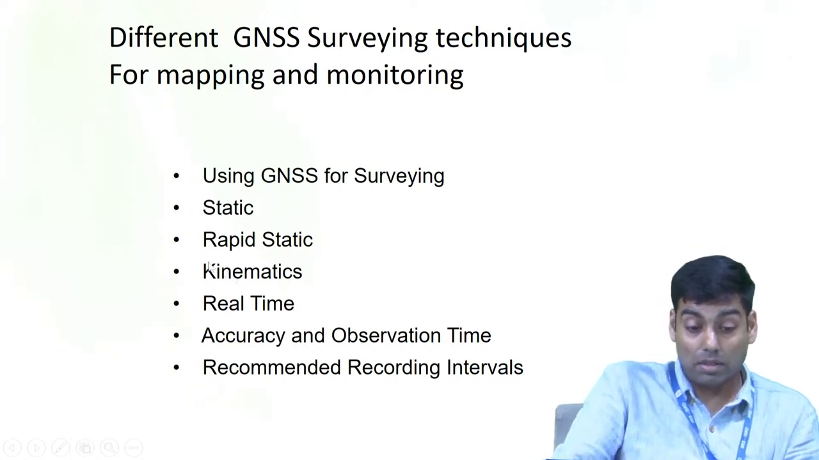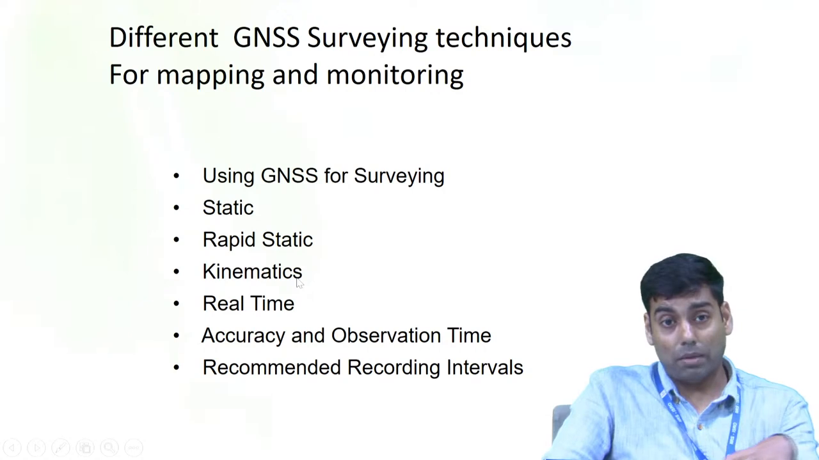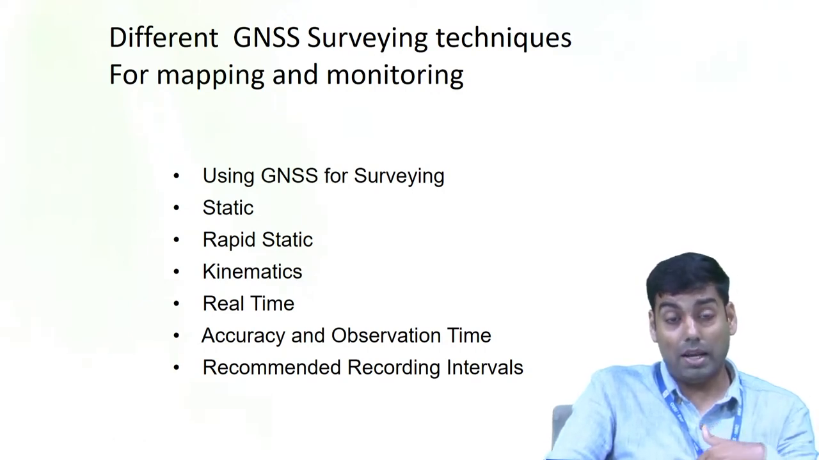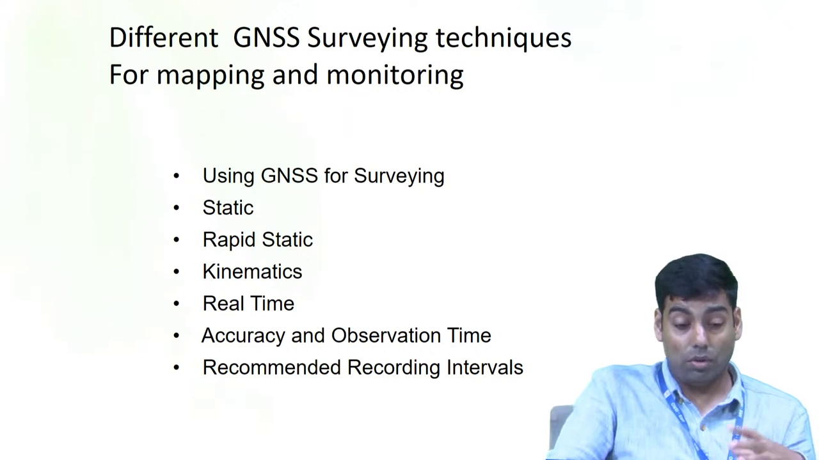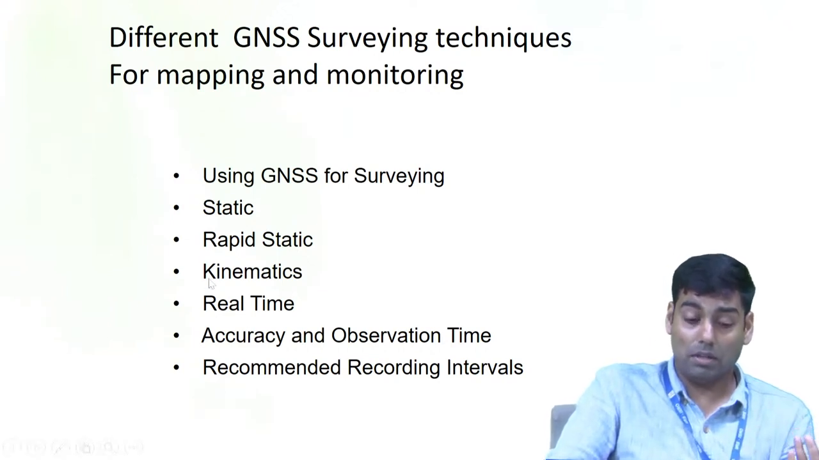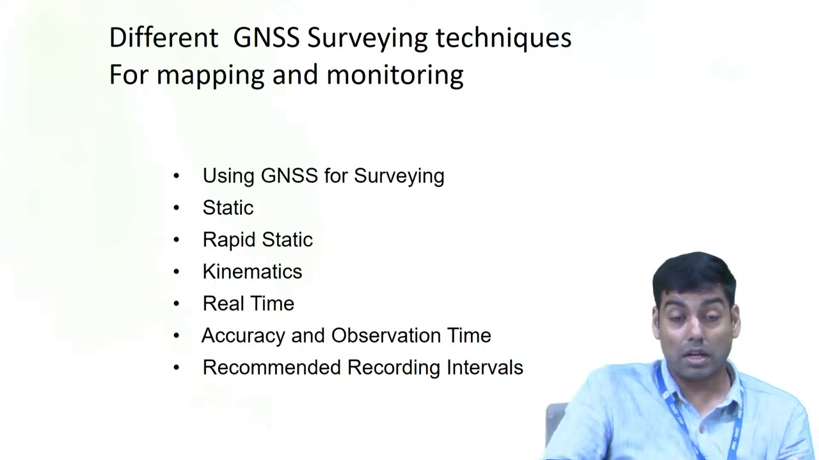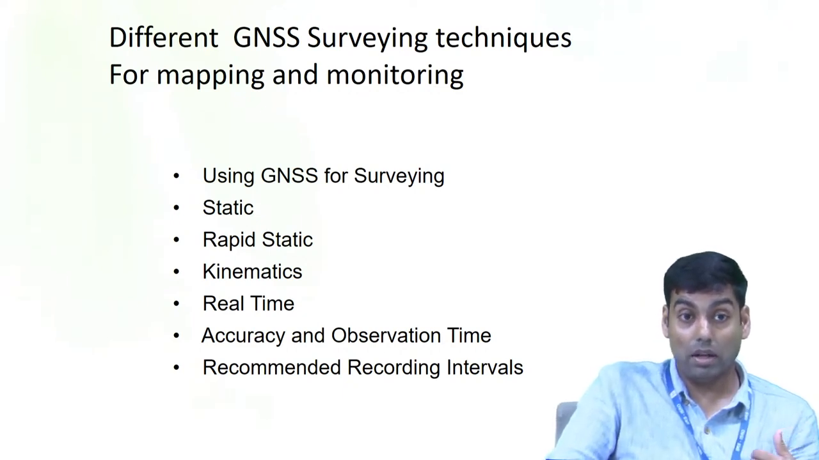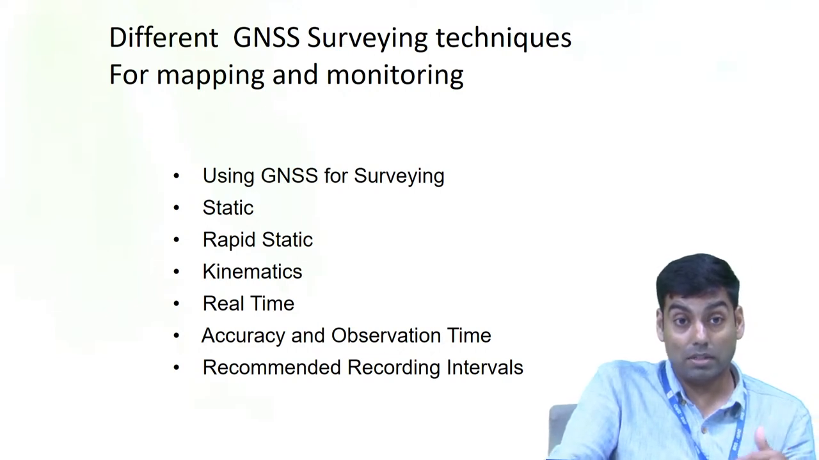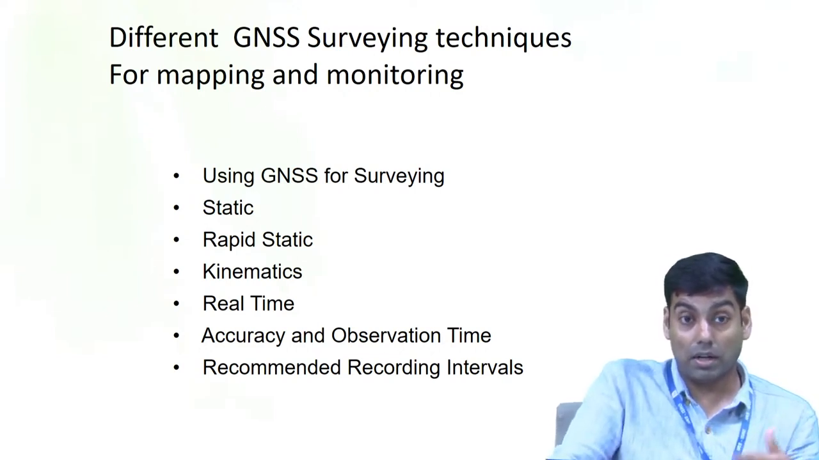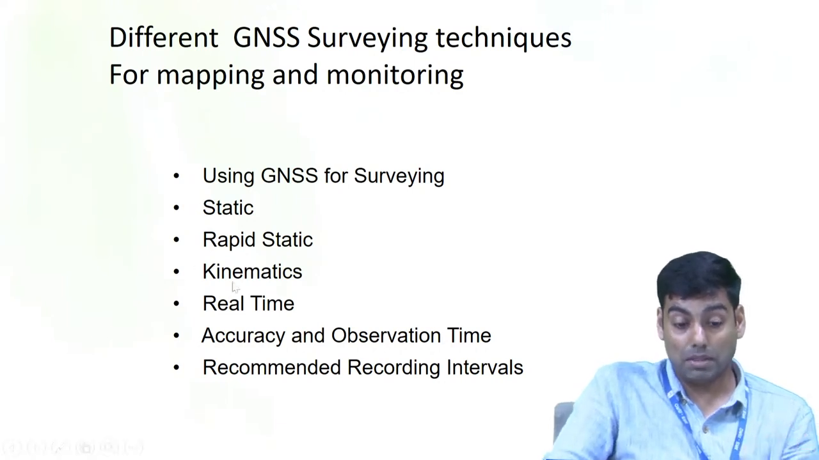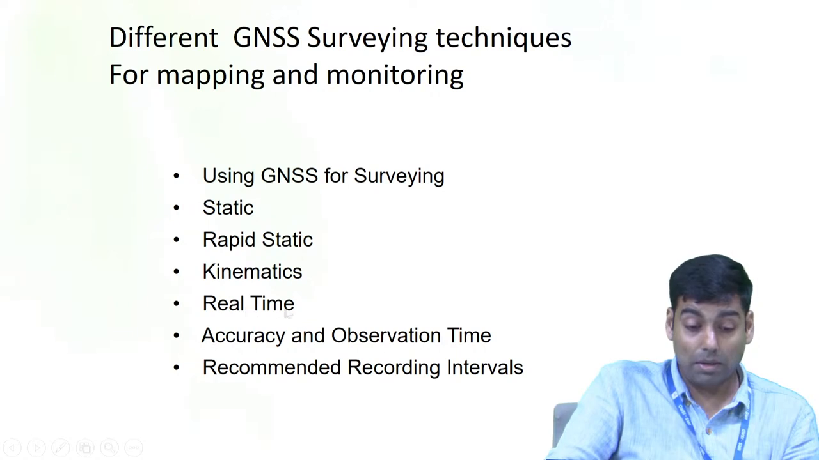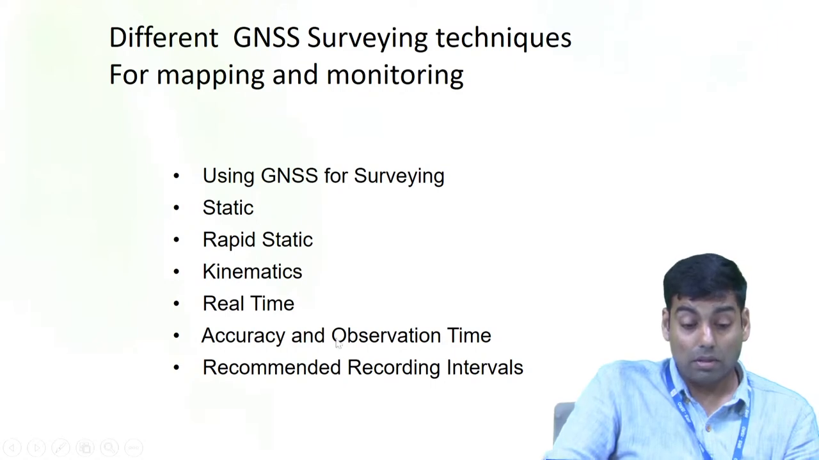Kinematic means when you are going to map an area or a length, then you need kinematic measurement. These days this technology has improved very much. Real-time broadcast ephemeris error data is coming into the receiver, and we researchers are getting real-time centimeter accuracy through kinematic measurement. Then real time is always there. Then accuracy and observational time.